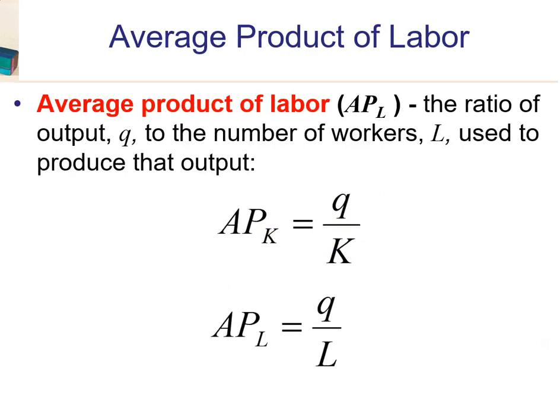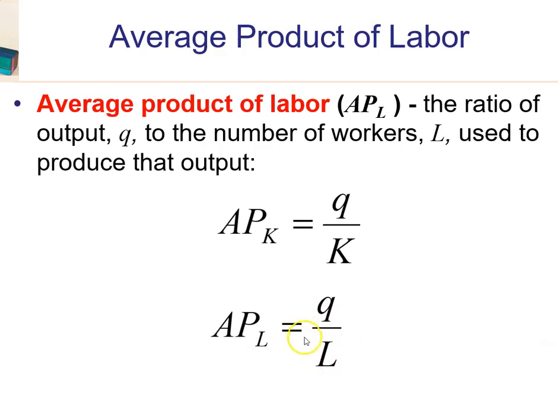Next, let's move on to the average product of both labor and capital. So your average product of labor is this ratio of your output to the number of workers you have. This will also tell you the output of your typical worker. So your average product of labor then is this Q, your output, divided by labor.